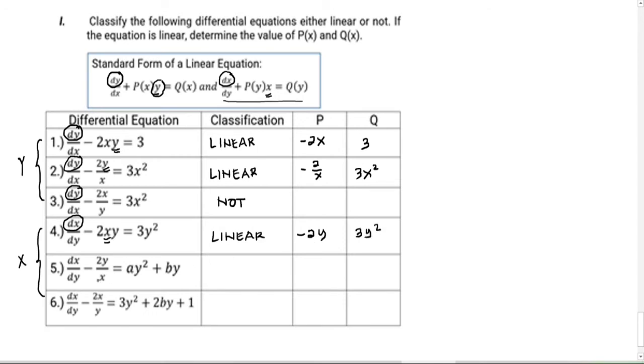For number 5, we have here again dx, but our x here is in denominator. Therefore, this is not linear.